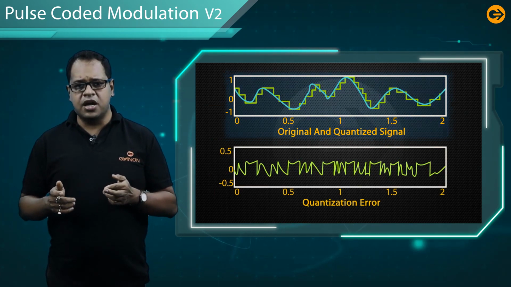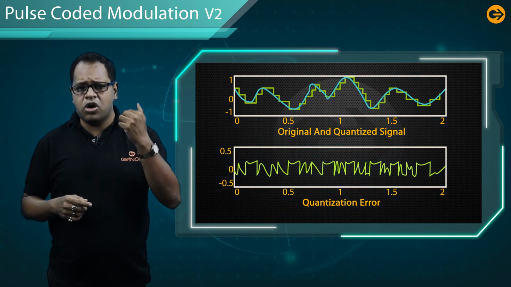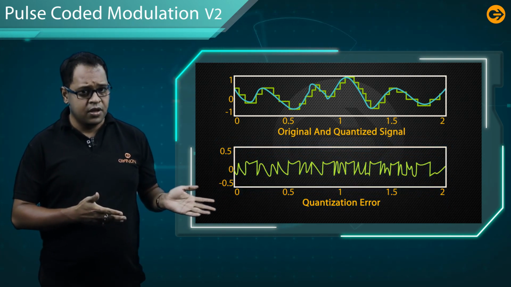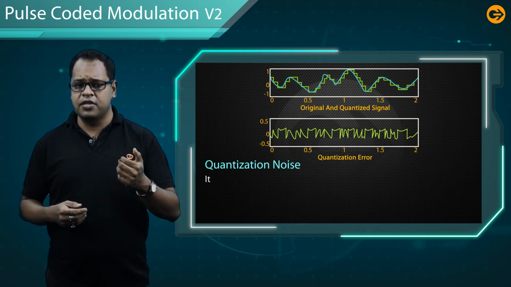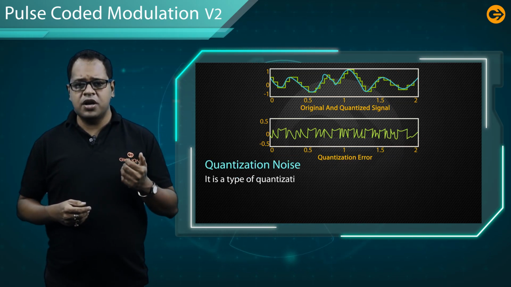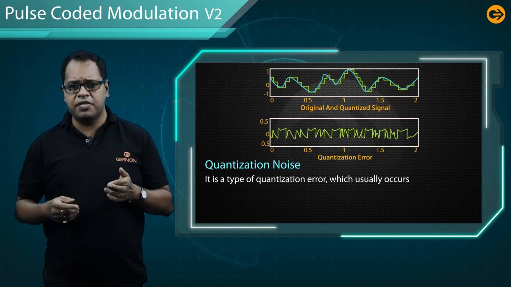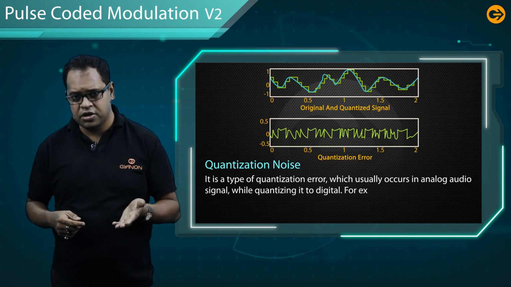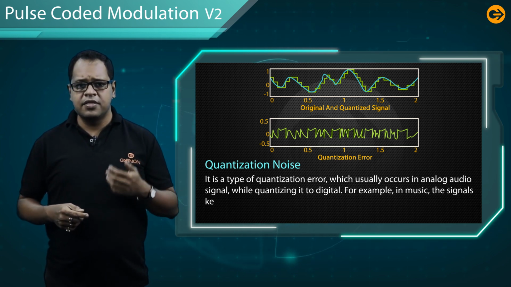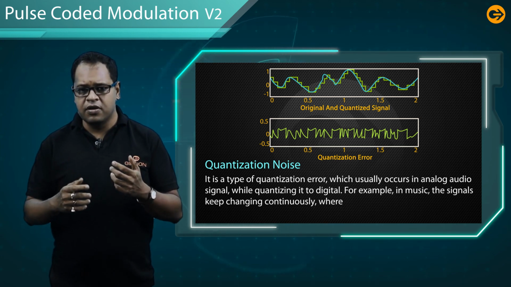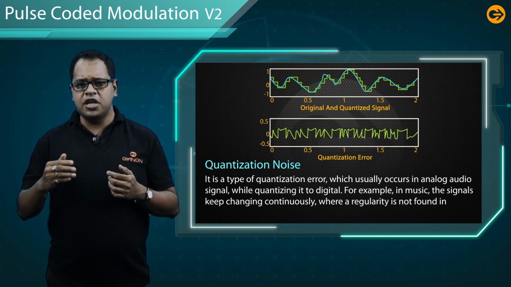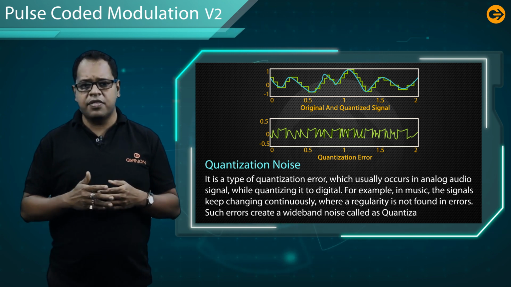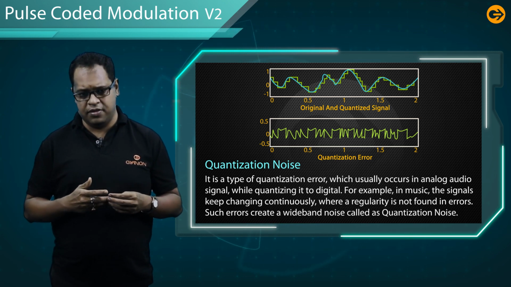If the quantized signal is not able to follow the original message signal, an error will be generated as shown in the figure. It is known as quantization noise. It is a type of quantization error which usually occurs in analog audio signals while quantizing them to digital format. For example, in music, the signals keep changing continuously, where a regularity is not found in errors. Such errors create a wideband noise called quantization noise.